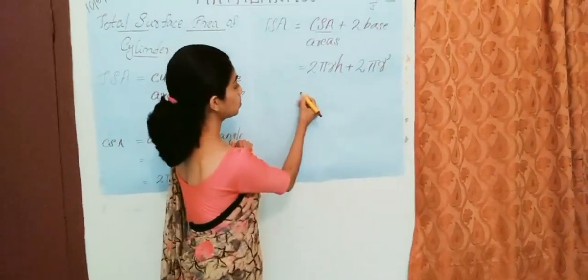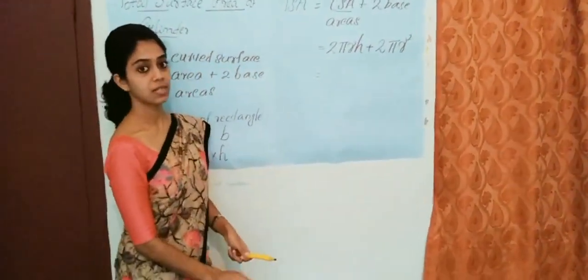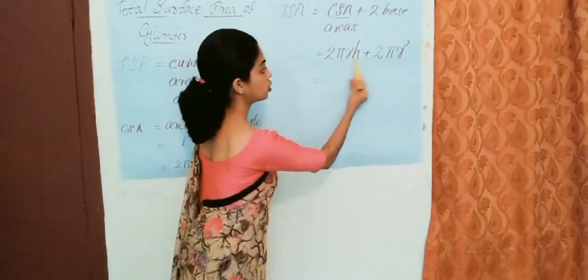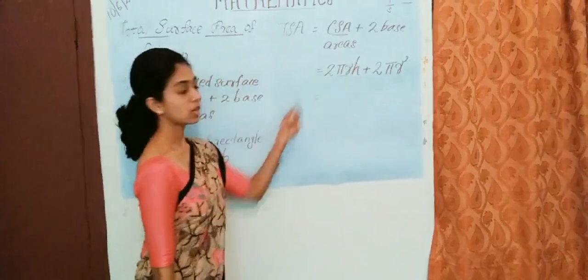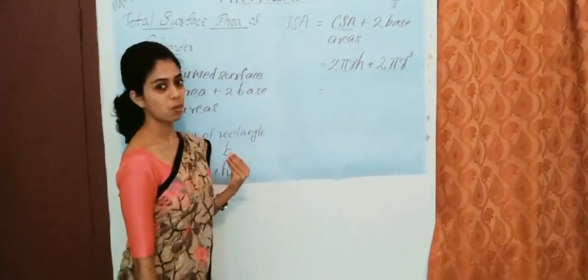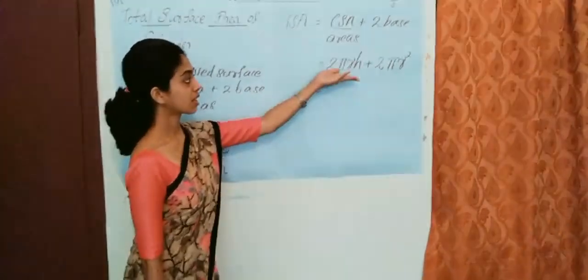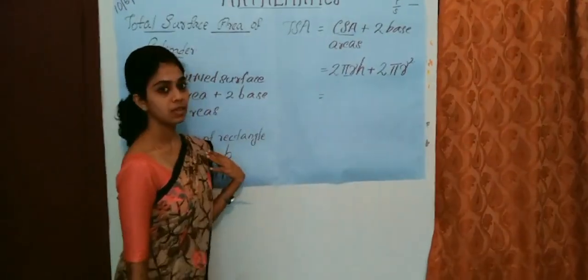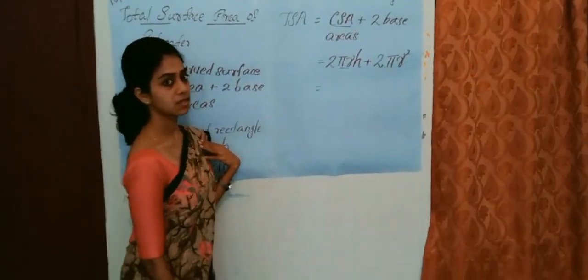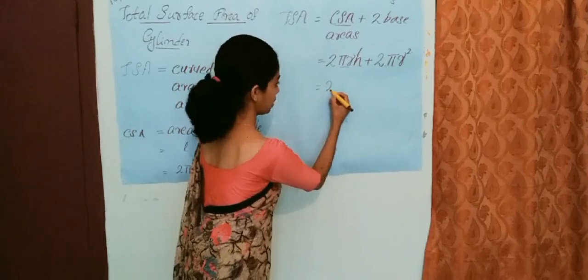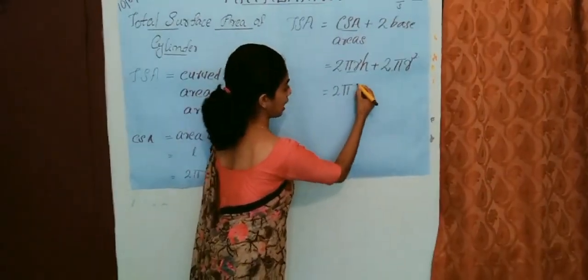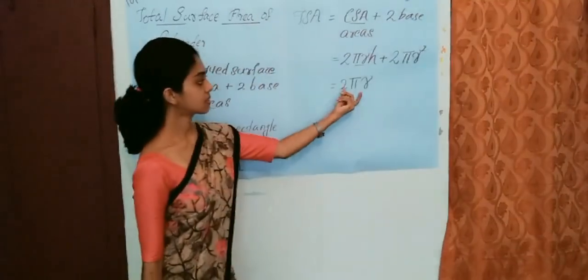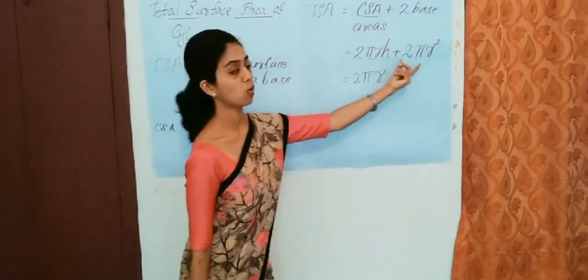Now, all of you look at this. Here, how many terms are there? 2 terms are there, isn't it? Among these 2 terms, some factors are common. So, we can rearrange this formula. Here, which are the common terms? 2, very good. Then pi, okay. Then r. These 3 are common in both these 2 terms.